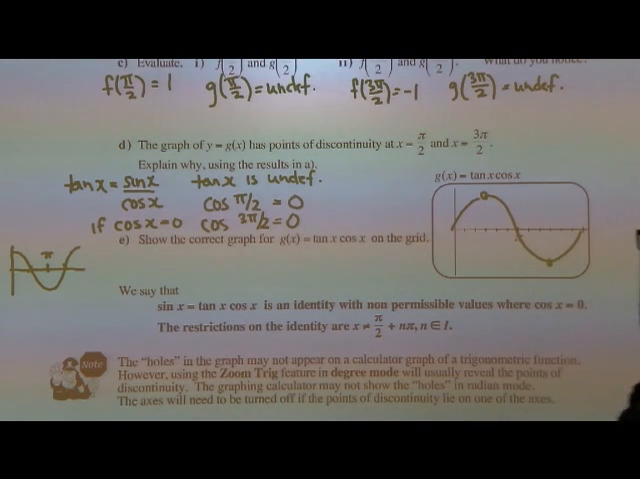The holes in the graph may not appear on a calculator of a trig function. If we use the zoom trig in degree mode, then we would see the holes. But then we're going to have to change all of our window settings and everything else. You're not going to see it in radian mode.